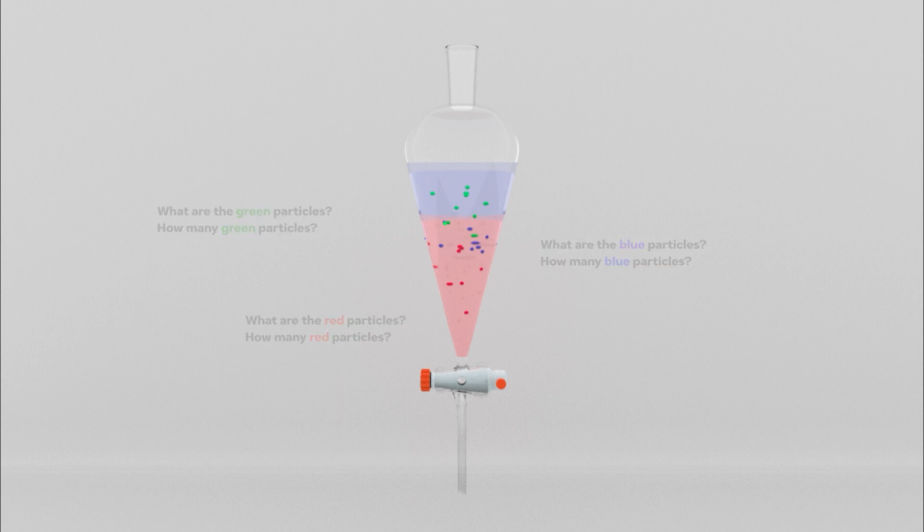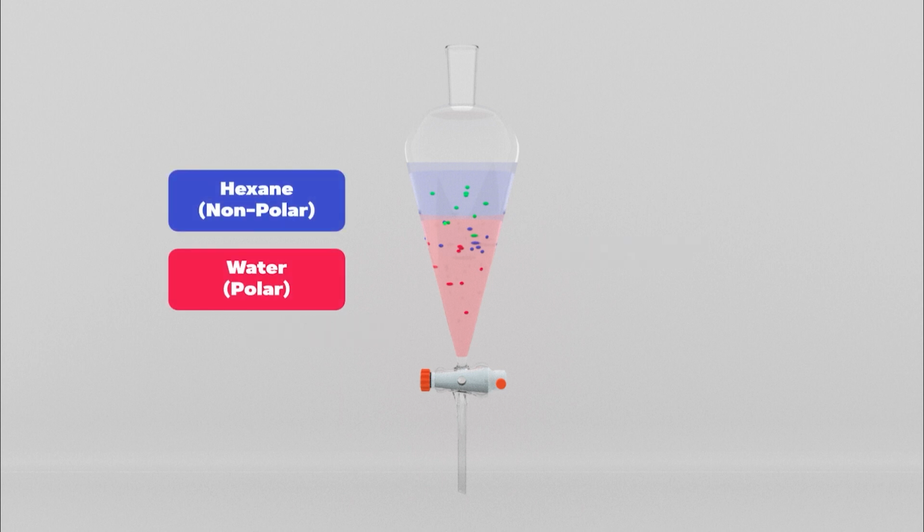Let's take a look. In the separatory funnel is hexane and water. Hexane and water do not mix. They are immiscible. Water has a higher density than hexane, so hexane is on the top and water is on the bottom. Hexane is nonpolar, water is polar. In this example, polarity is about hydrogen bonding. Water is the textbook example of hydrogen bonding.